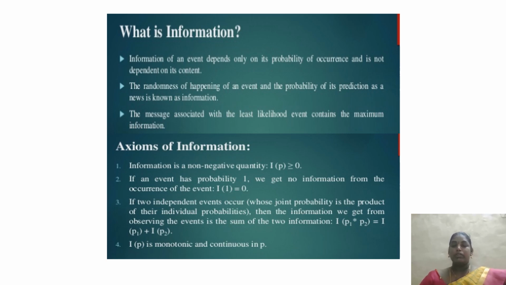The probability may be low or high, but the information should always be non-negative. We need to keep in mind that information is a non-negative quantity; there will not be negative information at all. In the worst case it may be 0, but never negative. So the condition for information content is that I(P) should always be greater than or equal to 0.